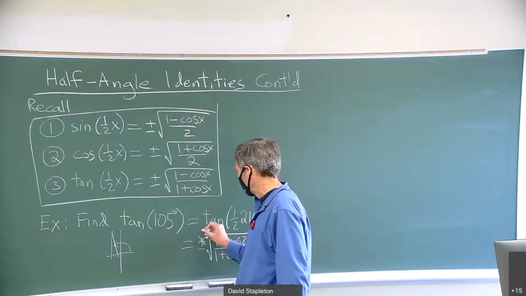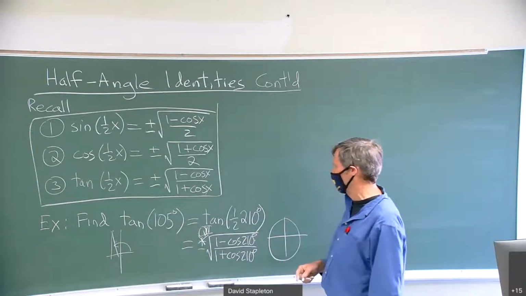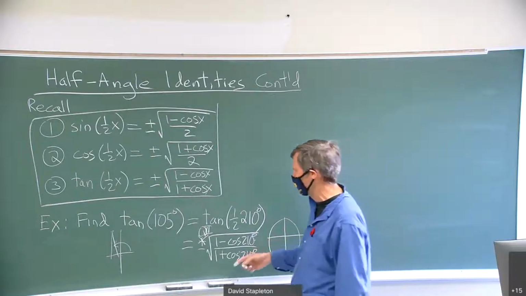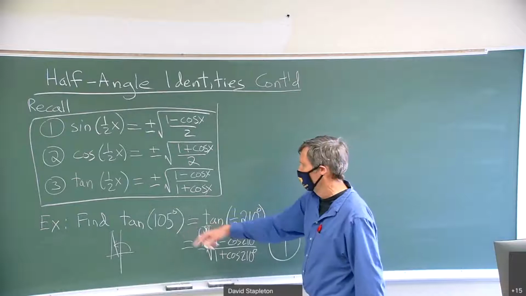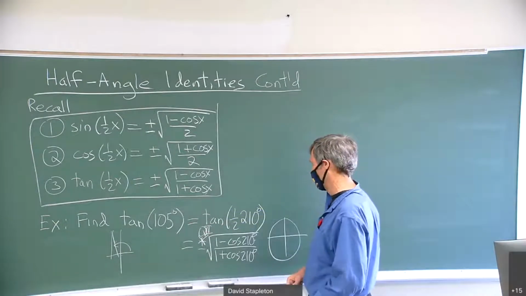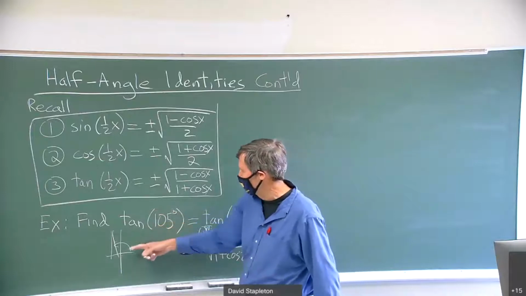And I'll scratch this out and say this is in quadrant 2, the original angle, not 210 degrees, which is in quadrant 3. You might say, oh, 210 degrees, tangent is positive in the third quadrant. But we're evaluating the tangent of 105 degrees. All right, so use the minus, because this tangent should be negative in quadrant 2.